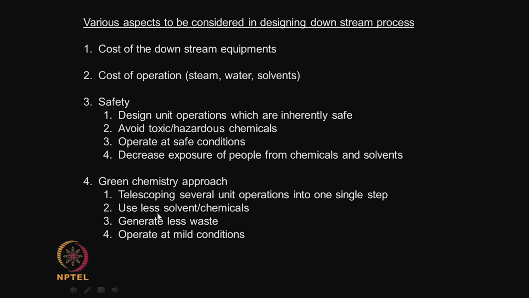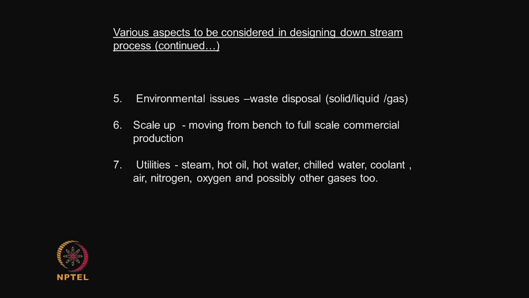Then finally, I need to consider, can I combine 2 downstream steps? As I showed you in the previous example, if I have 3 downstream steps, and each one is 0.98 efficiency, and if I multiply all 3 of them together, I may end up with a much smaller number. So, can I combine 2 downstream into 1? Can I use less solvent or chemicals? Can I generate less waste? Can I operate at milder conditions rather than very high pressure and high temperature, or very cold conditions? Can I operate at ambient condition? So, these approaches also should be considered when I am designing a downstream processing step.